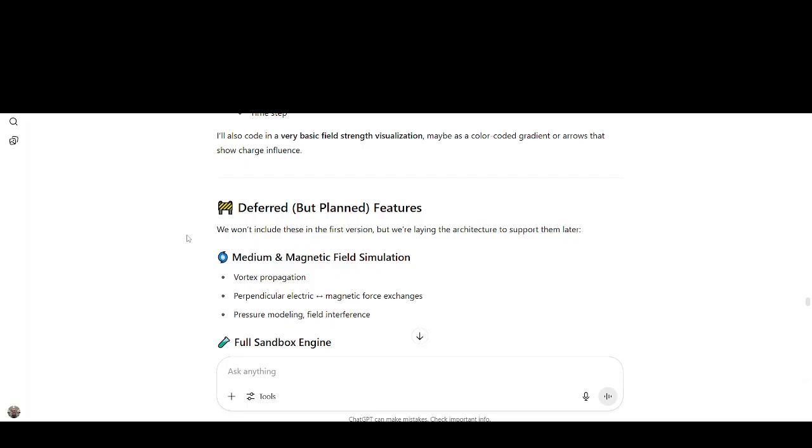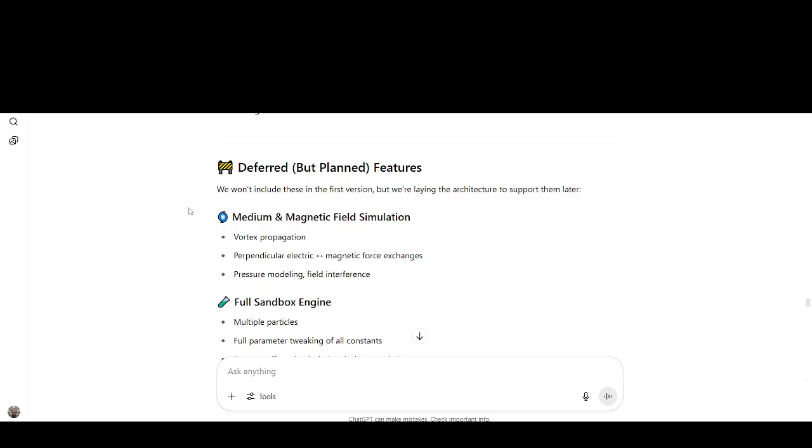I'm assuming we're gonna have to scale it back quite a bit because he's usually very optimistic. Okay, deferred but planned features. We won't include these in the first version, but we're layering the architecture to support them later.